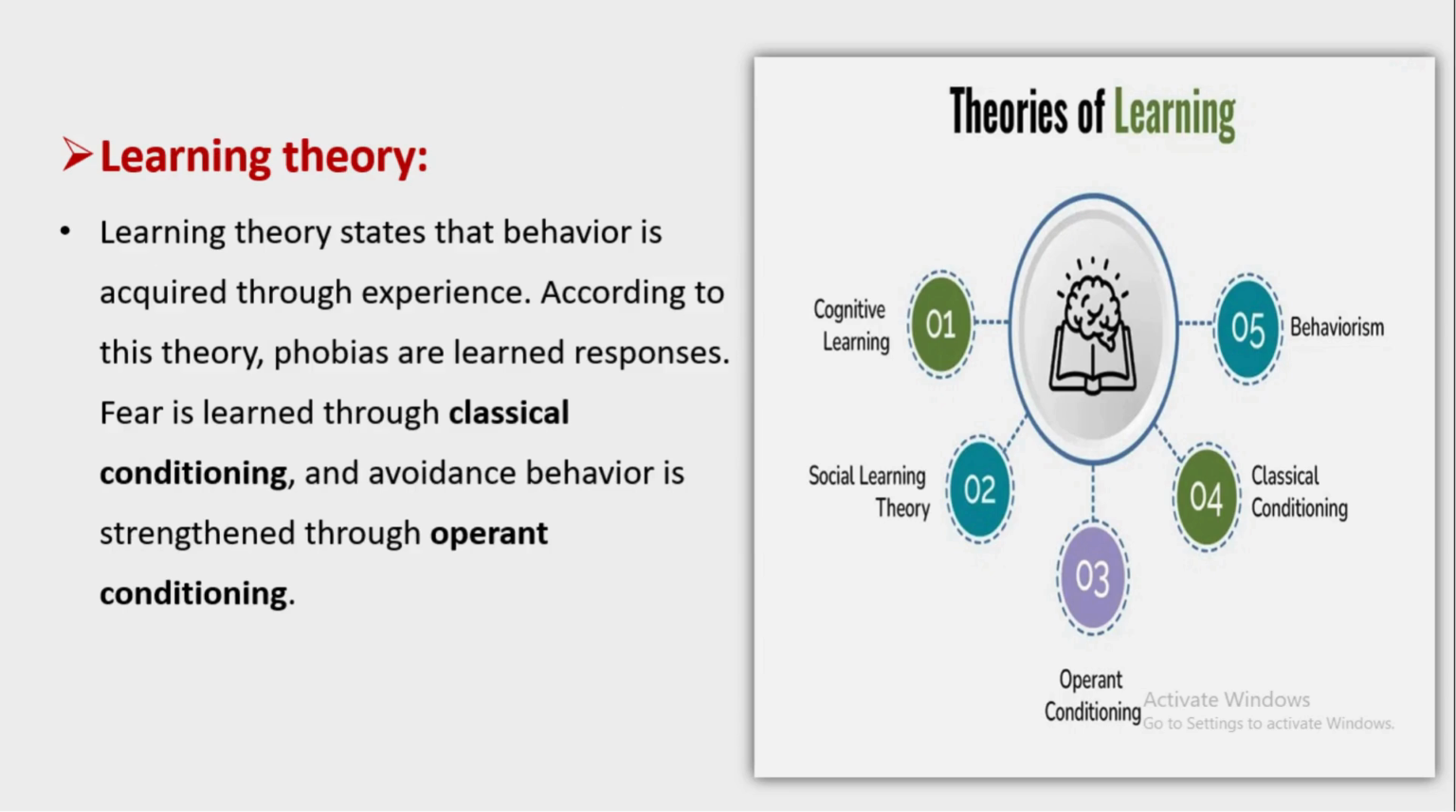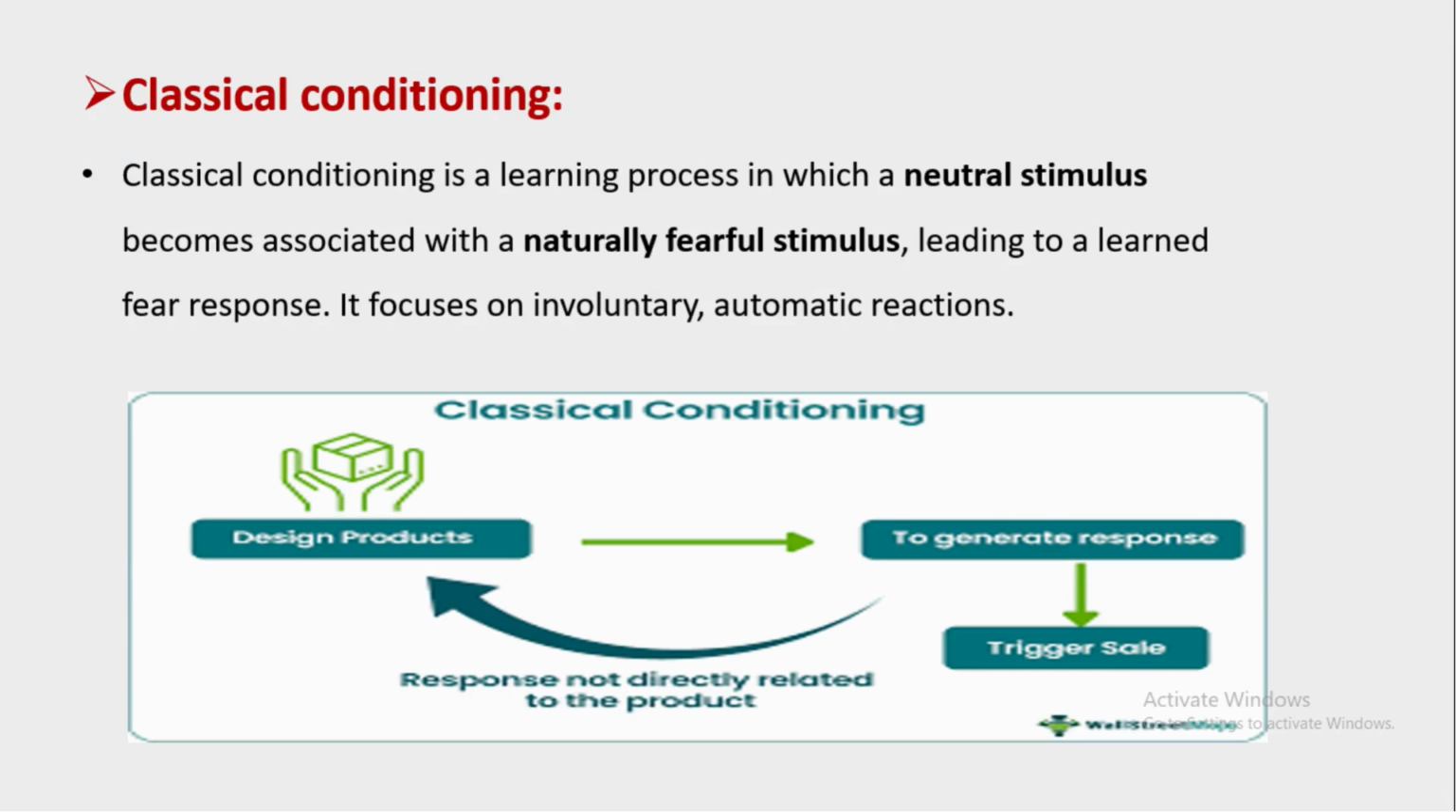There are some learning theories. Learning theories state that behavior is acquired through experience. According to this theory, phobias are learned responses. Fear is learned through classical conditioning, and avoidance behavior is strengthened through operant conditioning. So, first is classical conditioning.